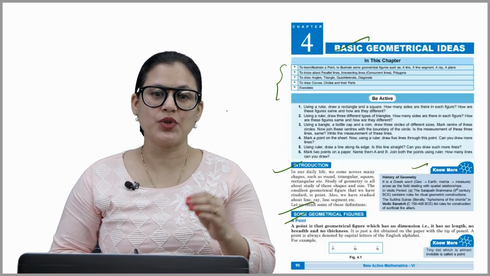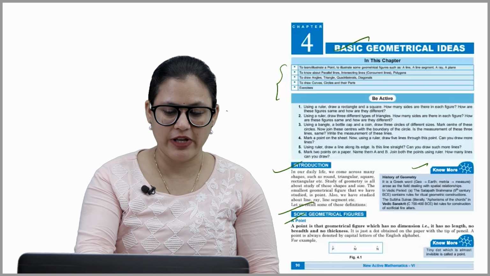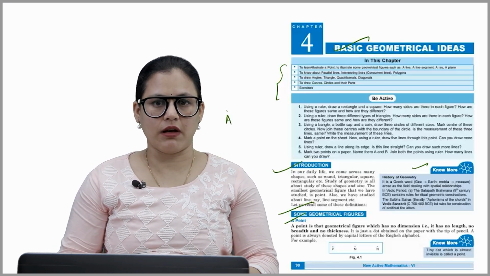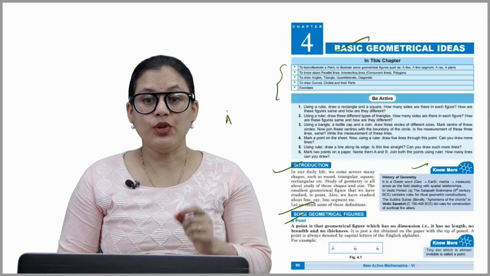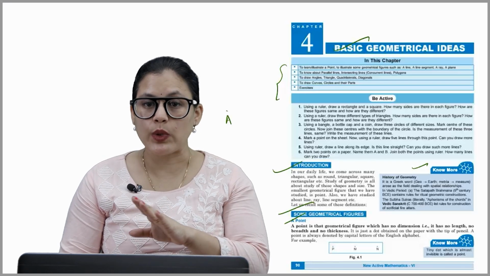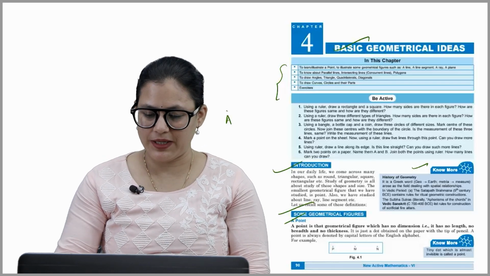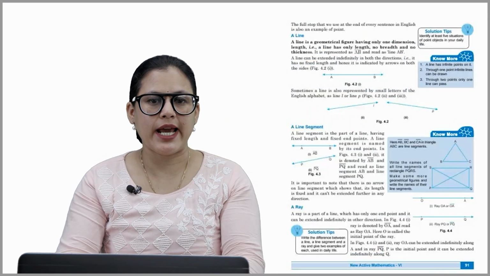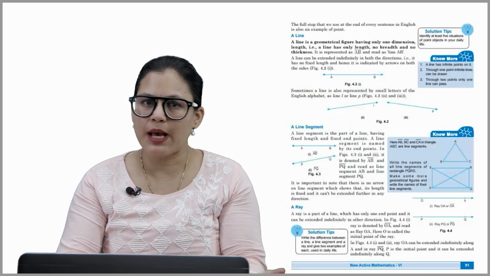A point is always denoted by capital letters of the English alphabet. For example, P, M, N, these are points. A tiny dot which is almost invisible is called a point. The full stop that we use at the end of every sentence in English is also an example of a point.